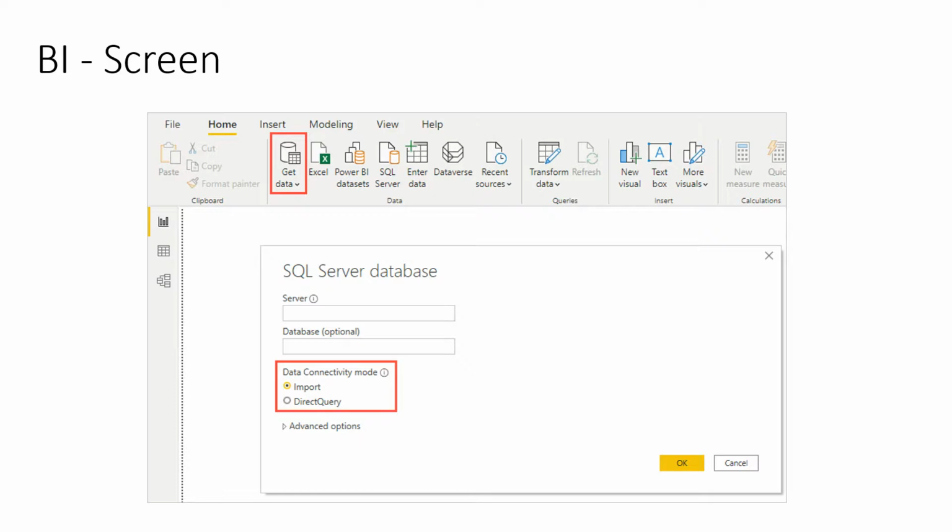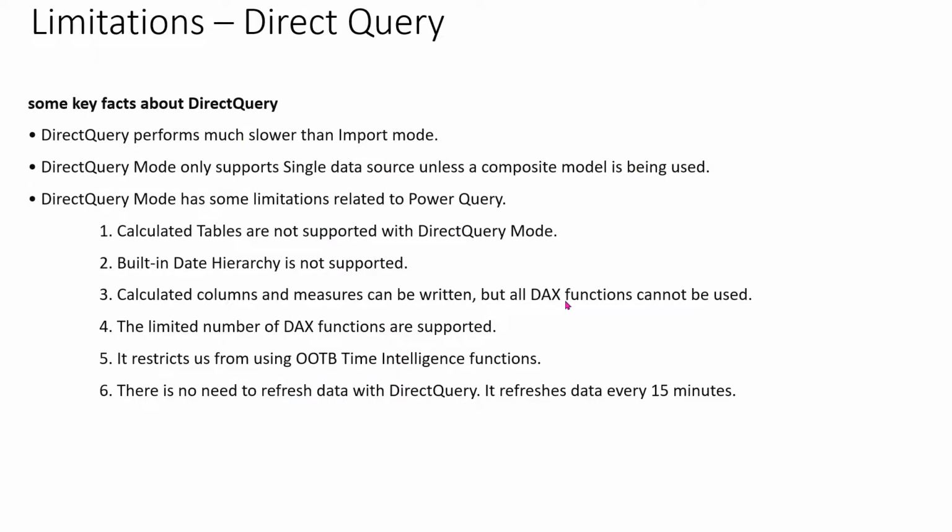Before selecting a query mode, we need to understand the limitations of each. Whether you select direct query or import, both have their own limitations, both pros and cons. Direct query performs much slower than import mode, because it is connected with live data and refreshes every 15 minutes, and the data size should be less than 10 gig or 5 gig, so obviously it should be small.